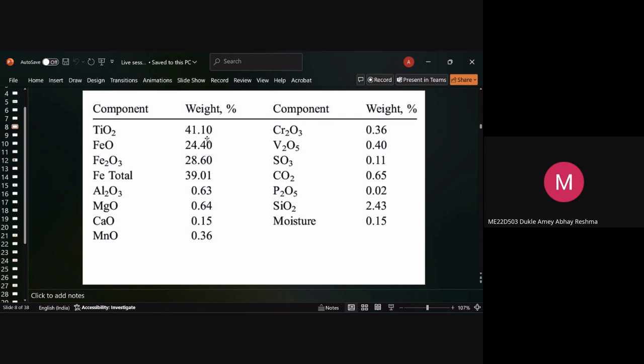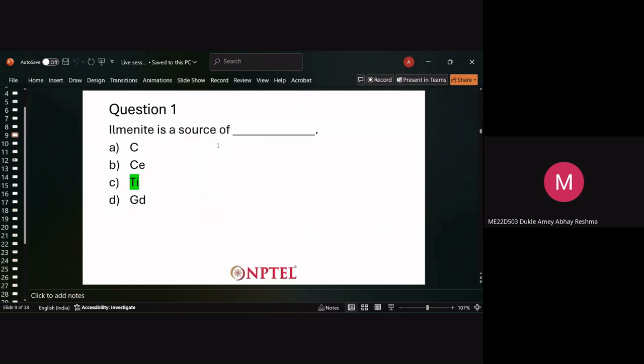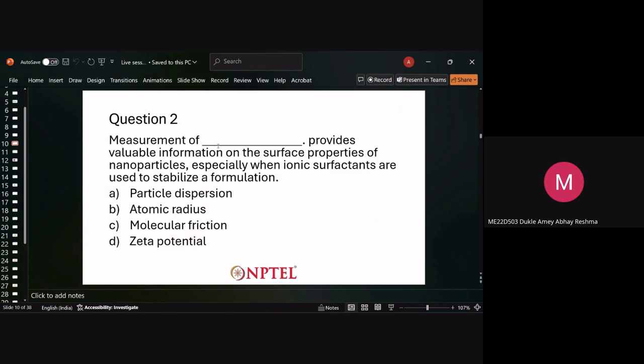This is a widely used ore for titanium extraction, and the residues of iron that are formed are also used for iron extraction. So it is very commonly used. It is found in a lot of states in India also. So the answer is, ilmenite is a source of titanium.